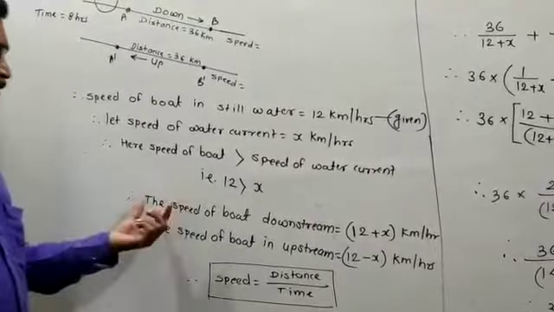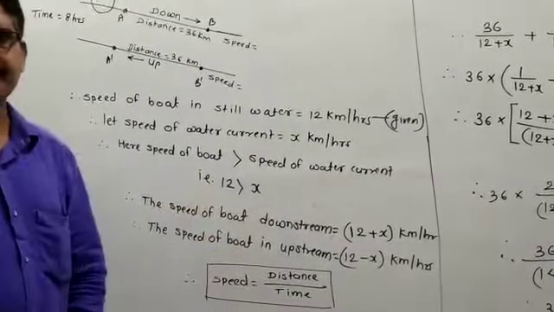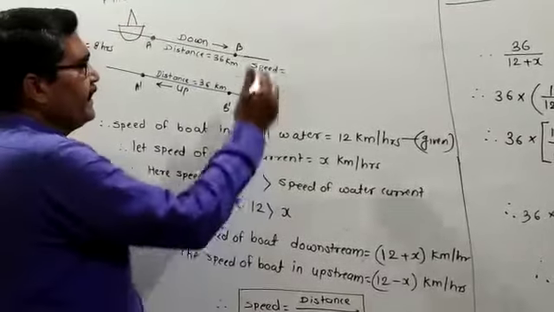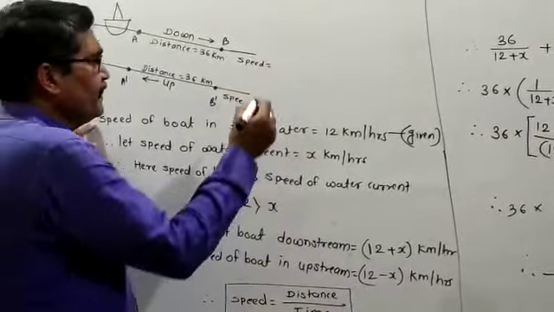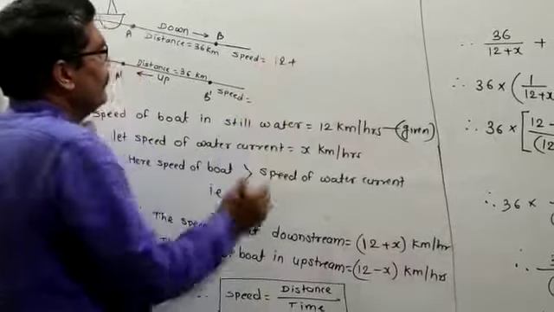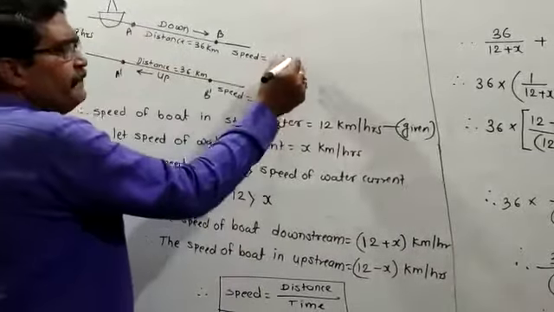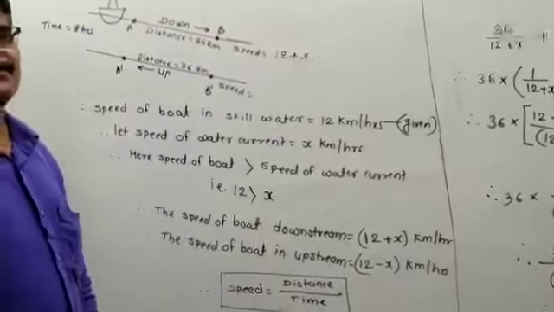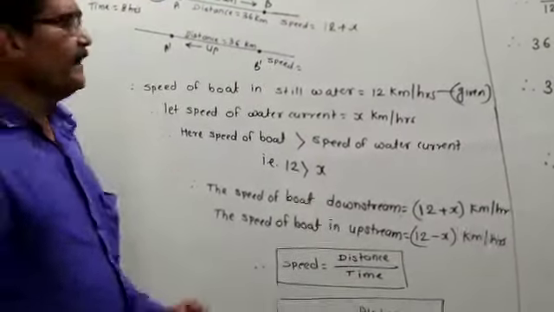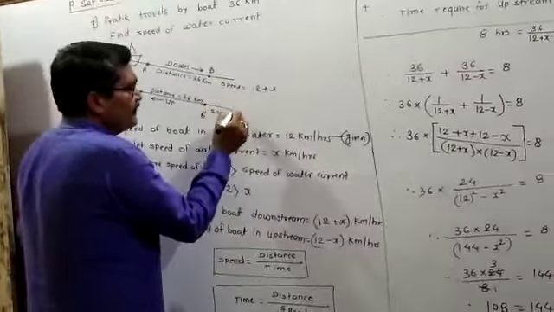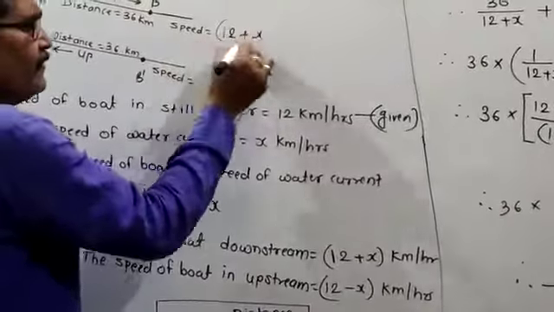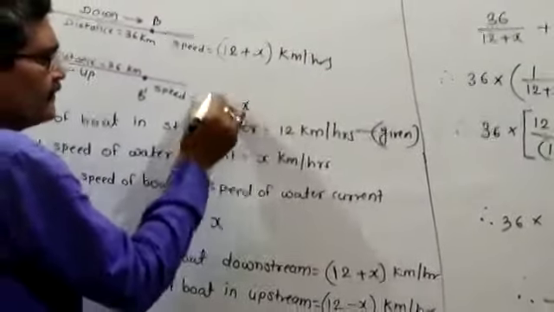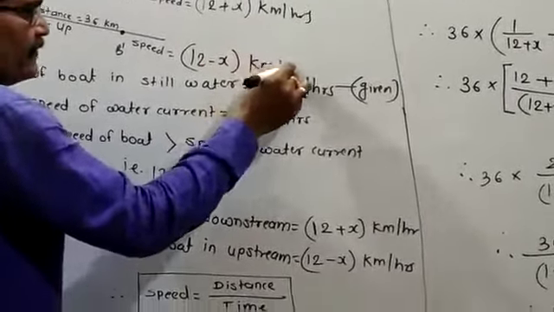Then friends, you have to find the speed of the boat in the downstream. If the boat goes downstream, the speed of the boat in still water plus the speed of the stream, that you have to add. In the downstream you add the speed of the boat and the speed of the stream. And in the upstream, when the boat goes, the speed is 12 minus x kilometer per hour.